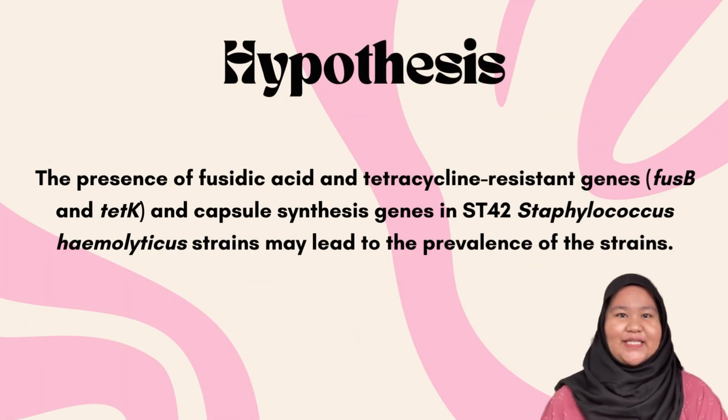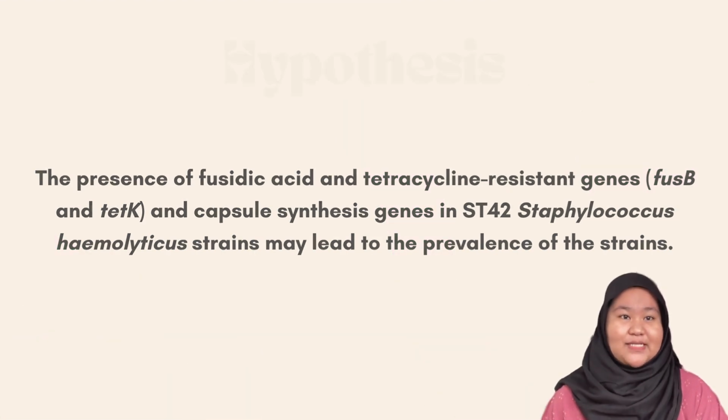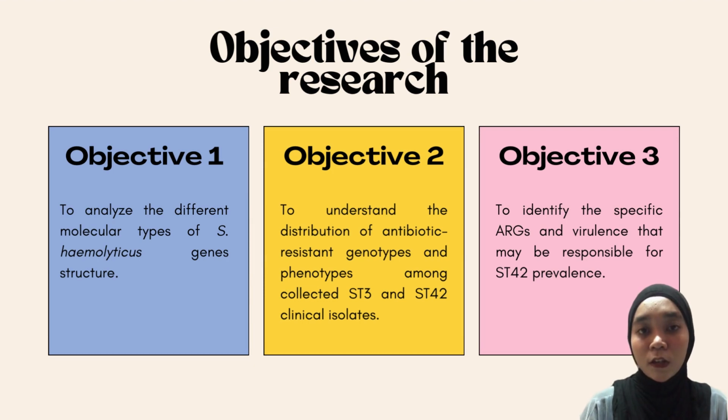This study was initiated based on the hypothesis that the presence of fusidic acid and tetracycline resistant and capsule synthesis genes in ST42 Staphylococcus haemolyticus strains may lead to the prevalence of the strains. The objectives of this research are, firstly, to analyze the different molecular types of Staphylococcus haemolyticus gene structure.